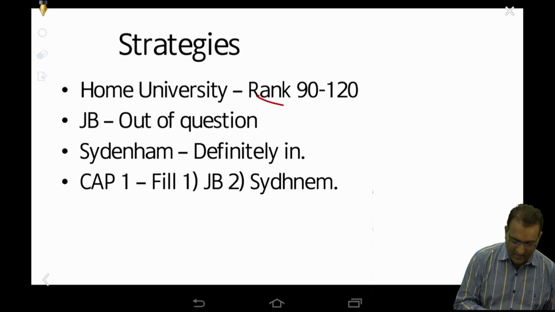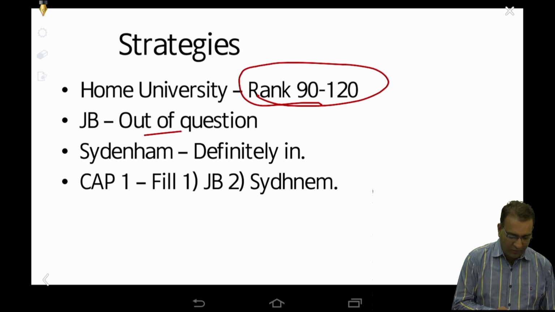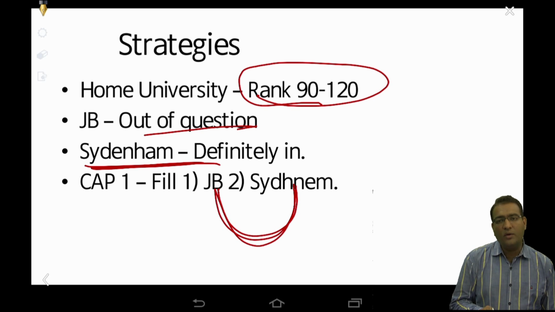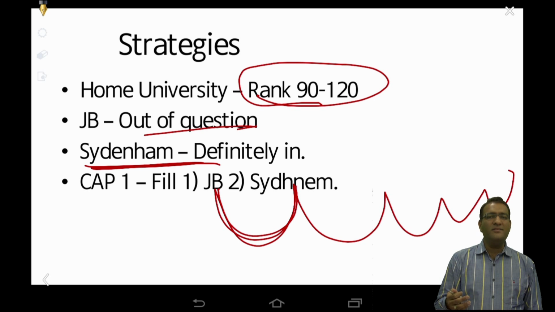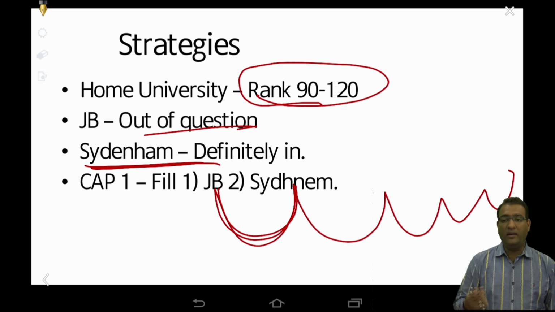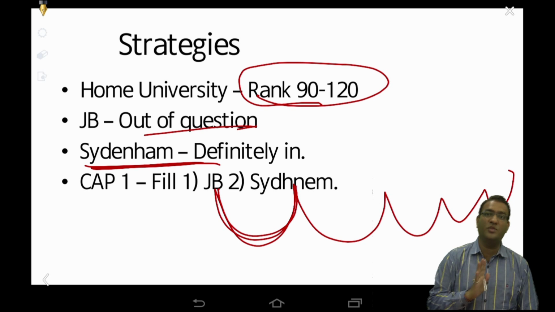Yeah, this is critical. Right, JB is out of question. Sidnam is definitely in. So 2 options to be filled in is this. Now, if you want, you can fill in other options also, but will it matter? So, to be honest, when it comes to strategy, there's nothing much to discuss. It is about my earlier discussion that how will things change in cap round 2 and 3, and the reason of change also we've discussed.